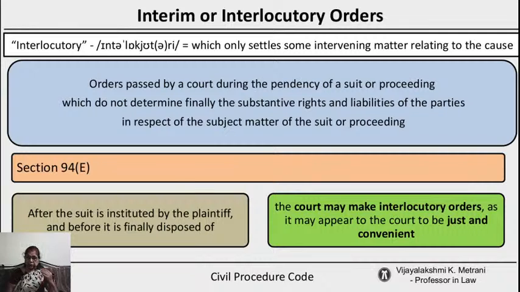So section 94(e) of the Civil Procedure Code says that after the suit is instituted by the plaintiff and before it is finally disposed of, the court may make interlocutory orders as and when it may appear to the court to be just and convenient. So the main thing is the court can make interlocutory orders if it is just and if it is convenient, not otherwise. That we should understand.